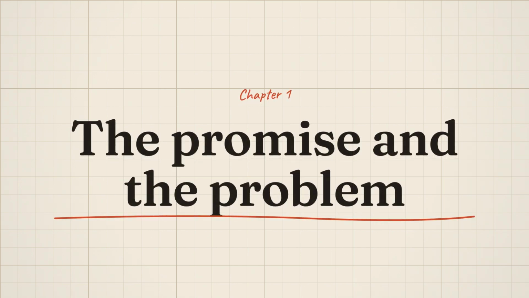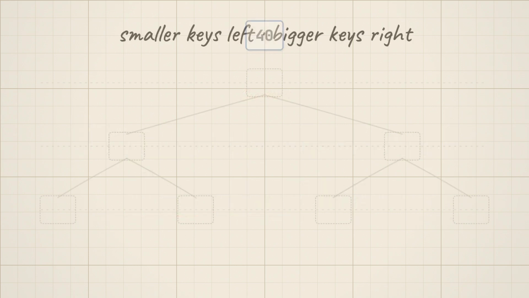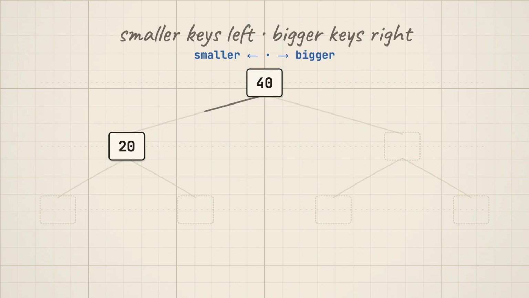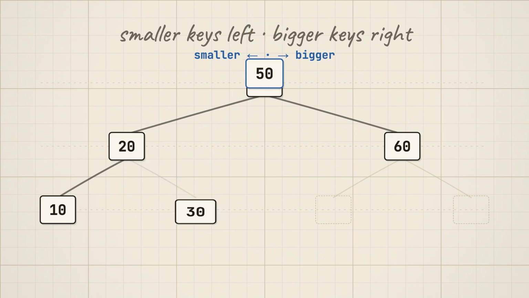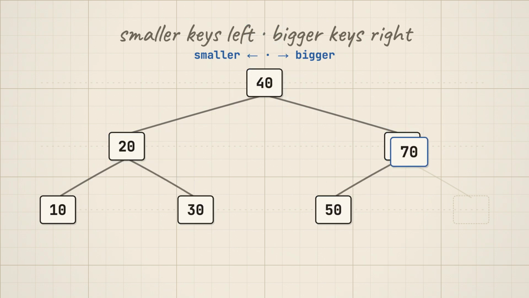A binary search tree can find one key out of a million in only a few dozen steps. So how would you break it? A binary search tree follows one rule. Every key smaller than a node goes somewhere on its left. Every key larger than it goes somewhere on its right.